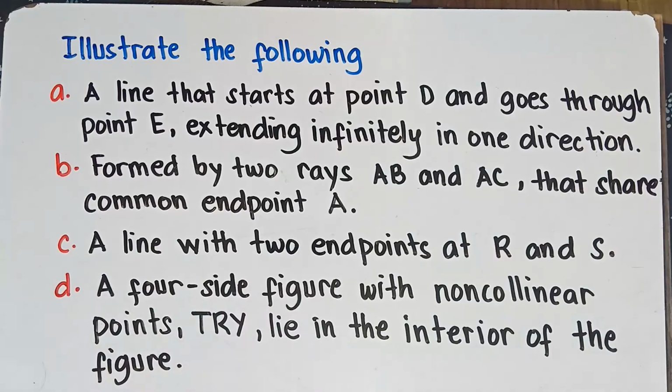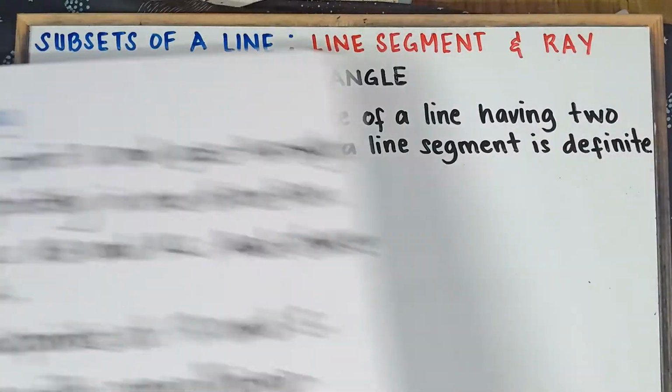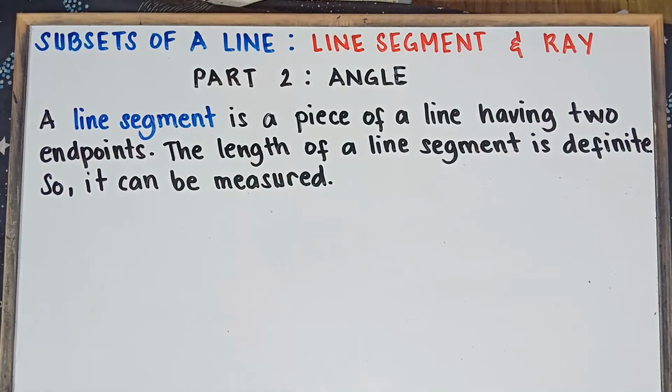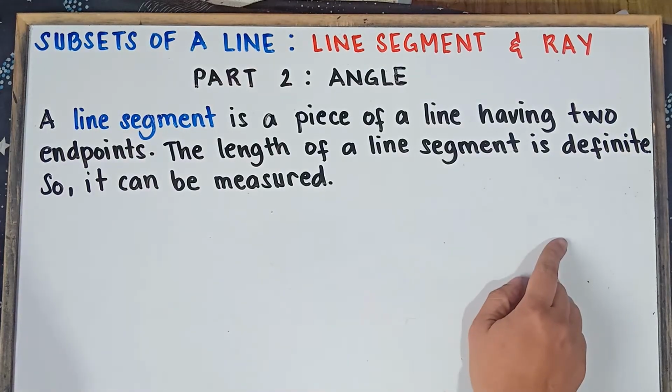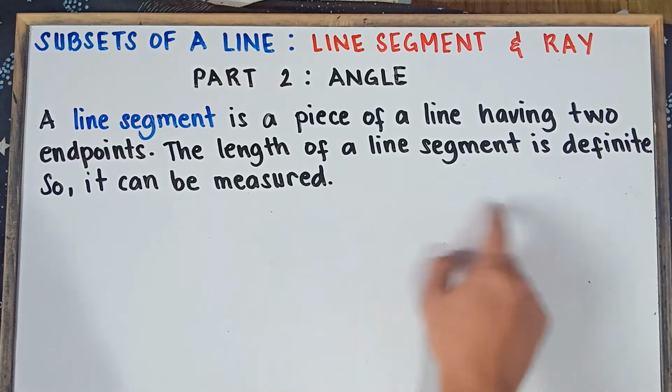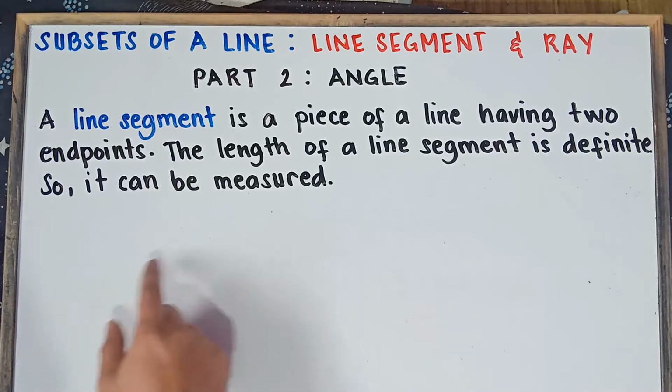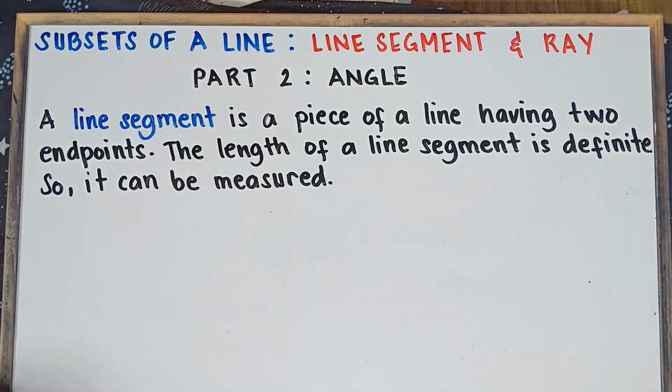Before we answer our activity, we need to understand more what is a line segment, what is a ray, and what is an angle. So let's start with line segment. Now a line segment is a piece of a line having two endpoints. The length of a line segment is definite, so it can be measured. Let's have an example, class.